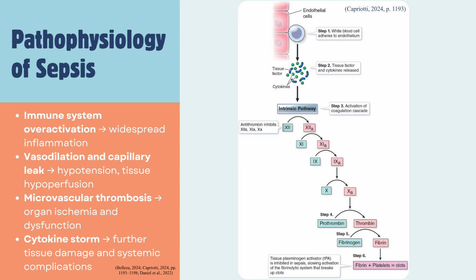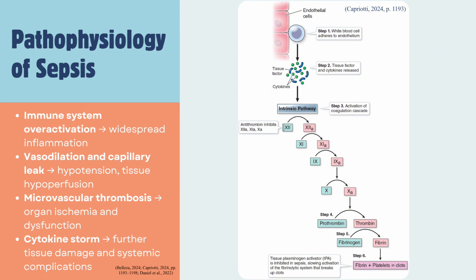In sepsis, the immune system becomes overactivated in response to infection, which leads to widespread inflammation throughout the body rather than a localized response. This causes vasodilation, where blood vessels relax, and capillary leak, where fluid shifts out of the bloodstream into surrounding tissues. Together, this results in hypotension and decreased tissue perfusion. As the process continues, microvascular thrombosis can develop, meaning small clots form within the tiny blood vessels. This further restricts oxygen delivery to tissues and leads to organ ischemia and dysfunction.